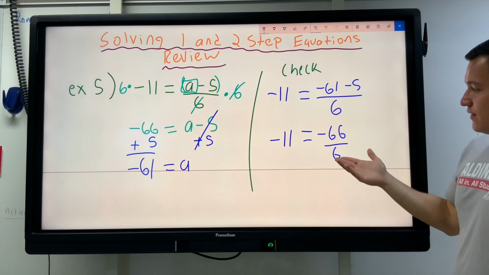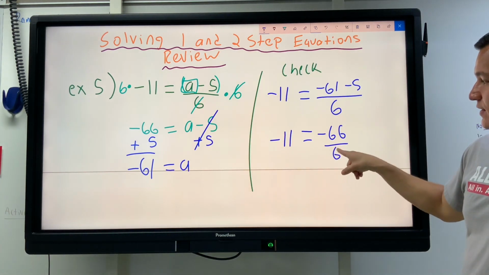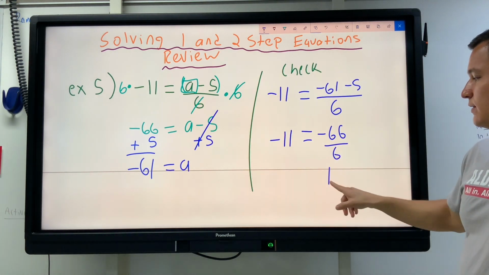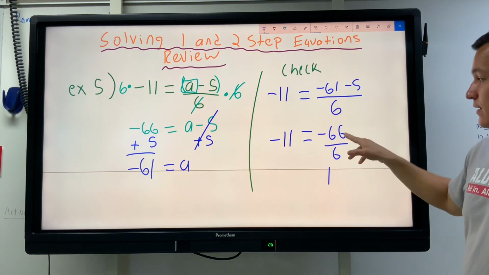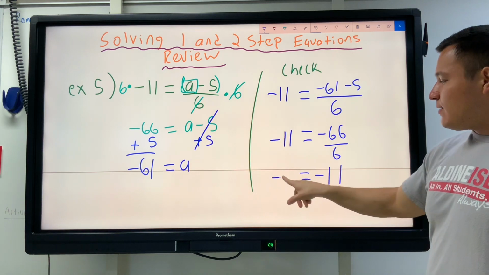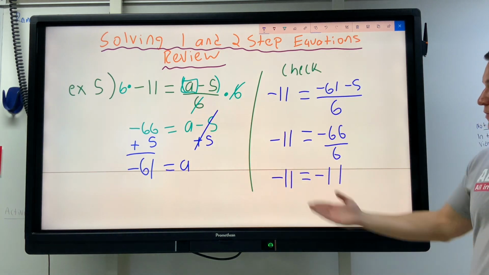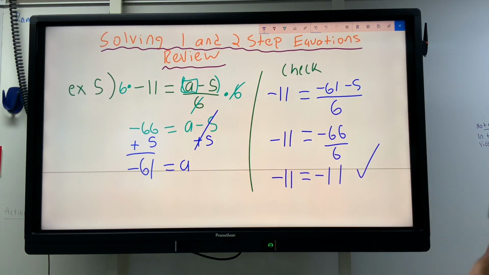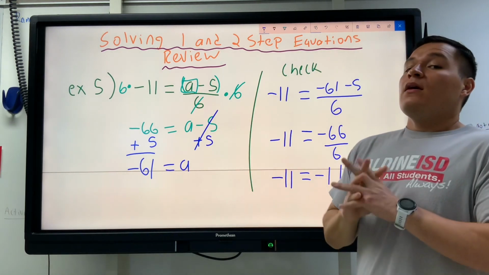Negative 66 divided by 6. How many times does 6 fit into 6? Once. That was negative, so we copy the negative. And we already had the negative 11 on the left. These two things are equal, so we did not make any mistakes.